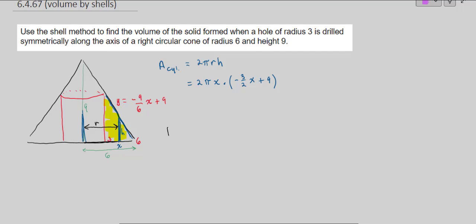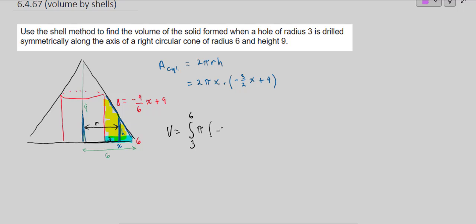So the volume will be the integral from 0, not 0. We have these cylinders that are from 3 over to 6, right? 3 to 6 is where our interval will be. So 3 to 6. And I'm going to distribute the 2 and the x inside here. So it's going to be pi. I'm going to multiply by 2. That's going to cancel the 2 in the denominator.